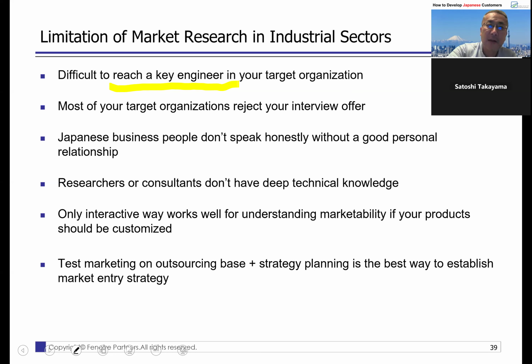And also, Japanese business people don't speak honestly to you without a strong relationship. And the researchers or consultants don't have deep technical knowledge. So usually, market research in the industrial sector is like scratching the surface of the market. If you are selling consumer goods, probably market research will work well, like sampling and asking consumers. That'll be beneficial for you. But for industrial products, we usually recommend test marketing plus strategy planning at the same time. So simply you call Japanese customers, have technical discussions, analyze their response and set a strategy. We usually recommend this approach.